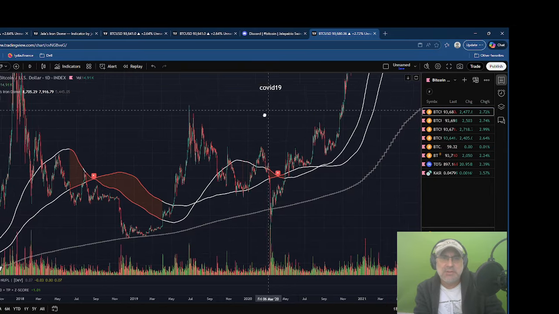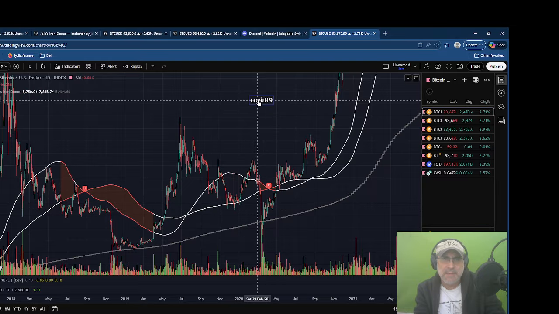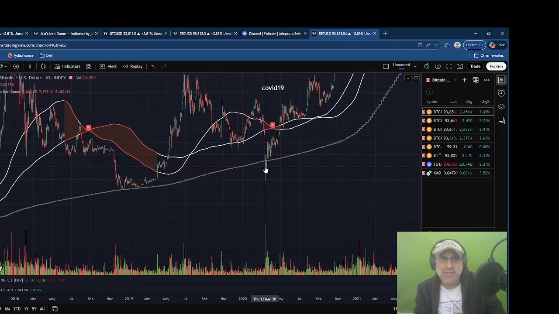Here, this was a black swan event. This area here was the pandemic that we had in 2020. And so it was a unique thing. It came down beneath the dome again, but even then, you see it touched the 400. It didn't come back up until it retested the 200 weekly.